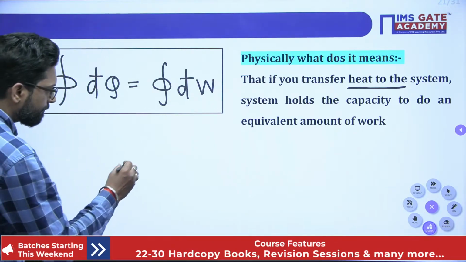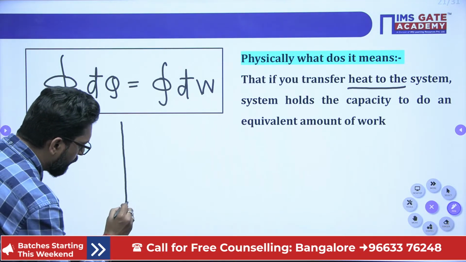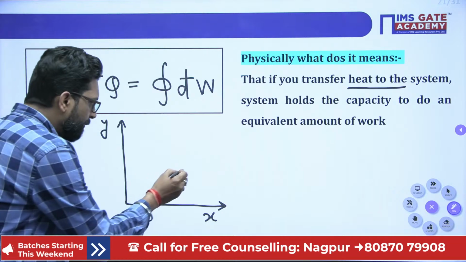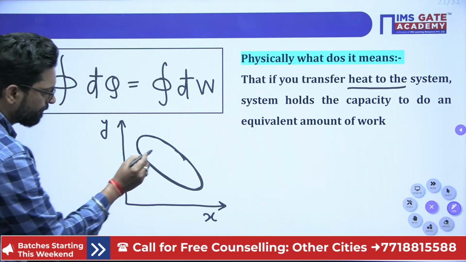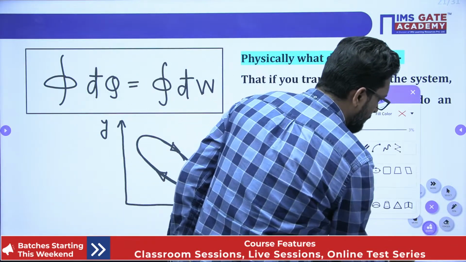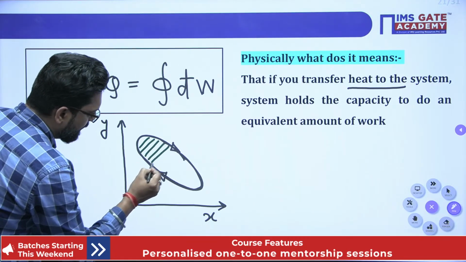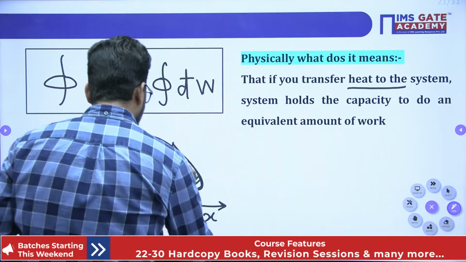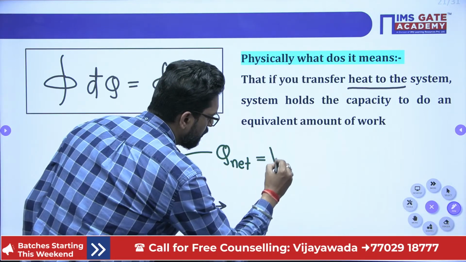Now, if this is a thermodynamic plane, let's suppose this is your y and this is your x, and if the process is cyclic, then this area represents heat also and work also, and they are equivalent to each other. What does this mean? This means that Q net is equal to W net.